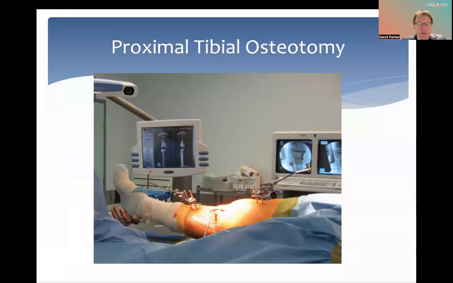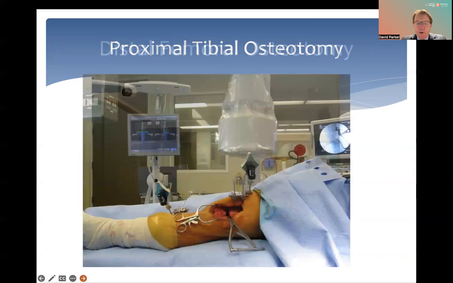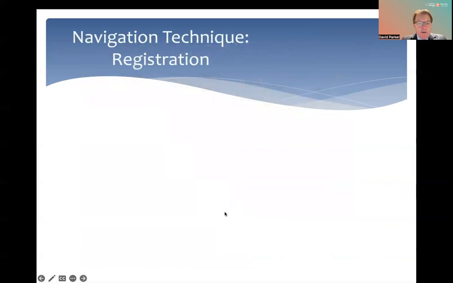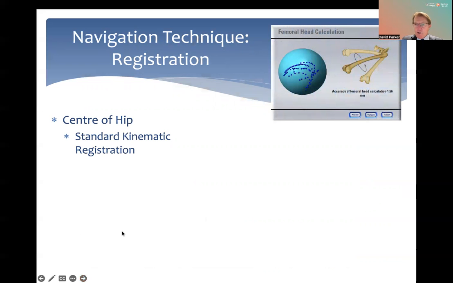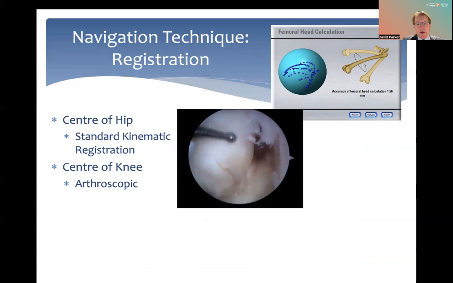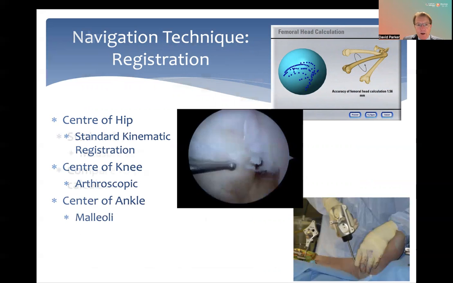So this is what I have a setup for tibial osteotomy. So you can see the pins percutaneously in the tibia and the femur, and the incision for the proximal tibial osteotomy in between. And then when I do a femoral osteotomy, here you can see the opening wedge femoral osteotomy, and the navigation trackers are in the same position. The registration is done via the center of the hip with a standard kinematic registration, the same way we do with the arthroplasty technique. The center of the knee is done arthroscopically, as you can see here, and the center of the ankles is done by the malleoli.